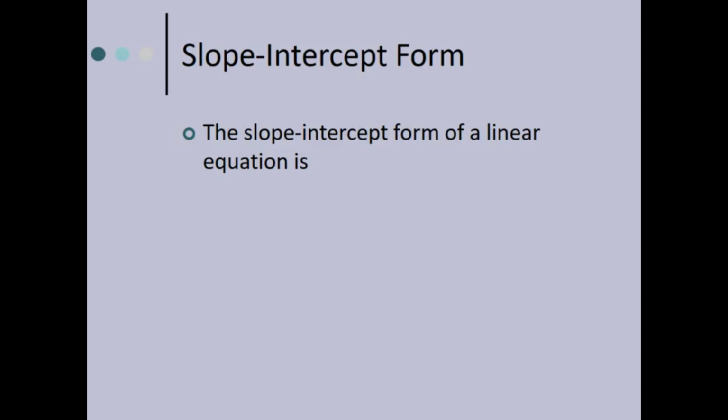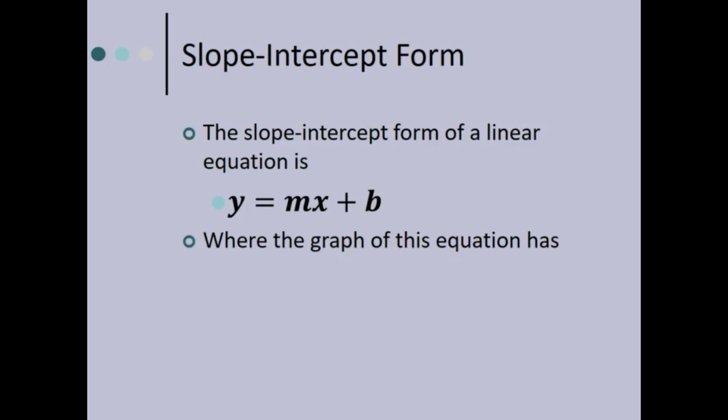The slope-intercept form of a linear equation is y equals mx plus b, where the graph of this equation has a slope equal to m, which is derived from the French verb monter, to climb. That slope is the coefficient of the x term when we have our equation in the slope-intercept form with y by itself and a coefficient of 1.